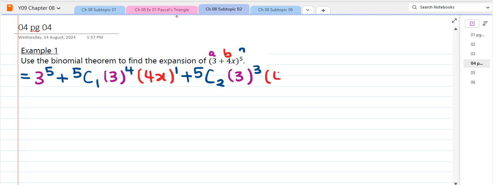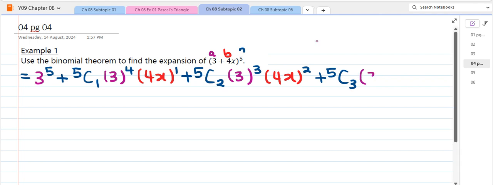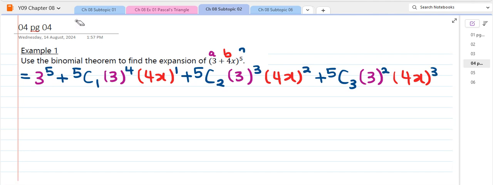And as for your B, multiply by B, so for 4x power 1, it will increase to 4x to the power of 2. And then the next term, 5C3. Next to the 5C3 is an A. A will have a power that decreases from 3 into 2. And B, which is 4x, will have a power of 3. Let's double check first.